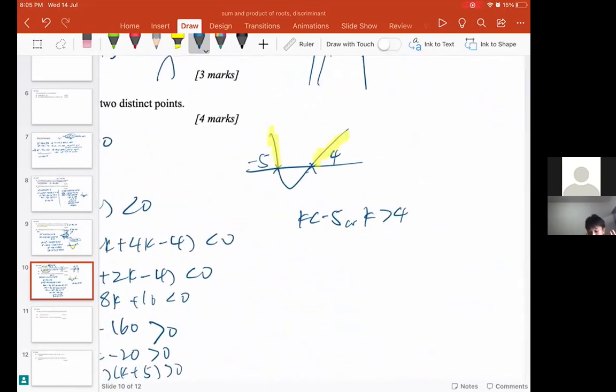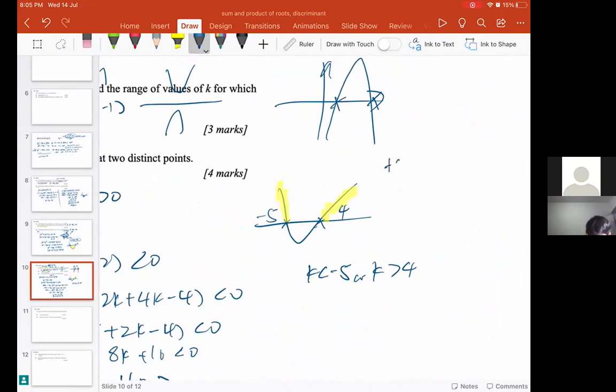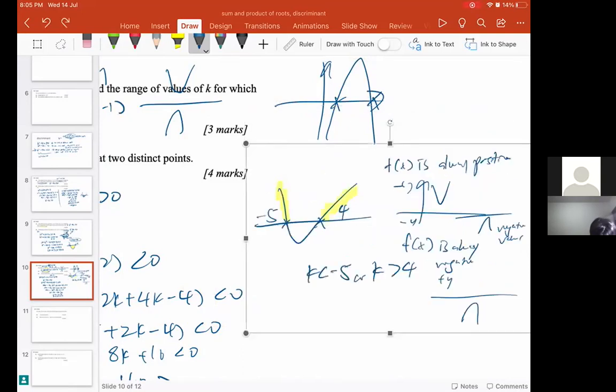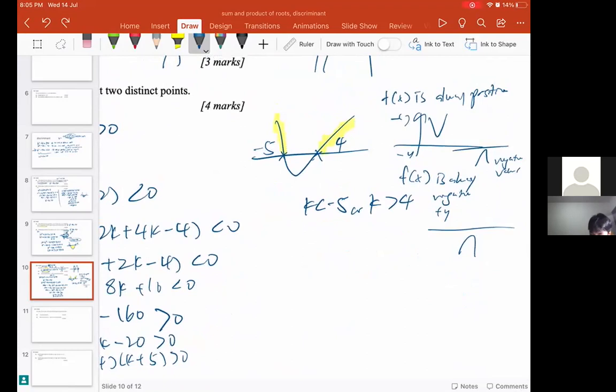So once again, to summarize, if it tells us that f(x) is always positive, we want it to be a happy curve, because if it's a sad curve, it will never be positive because it's all negative values. Similarly, if it tells us f(x) is always negative, then we want it to be a sad face curve because it will never go above the x-axis into the positive y section. So this is positive y, this is negative y. Therefore, we have to reject this k equals minus 5 value here, and we can only accept k greater than 4 as our answer.